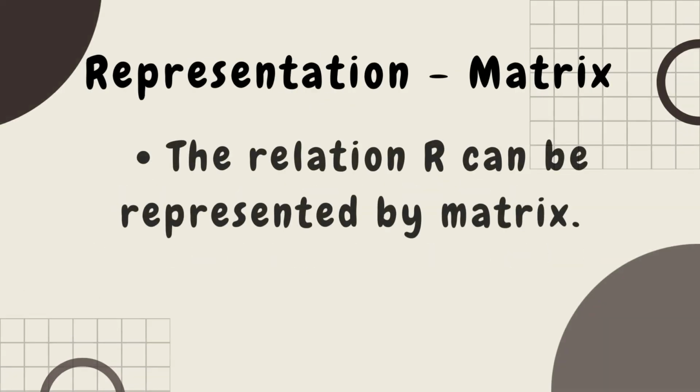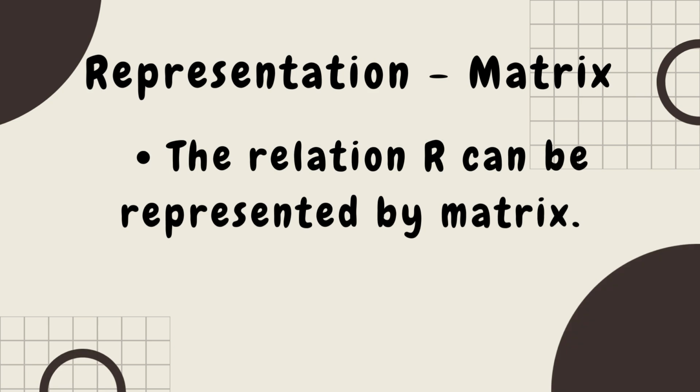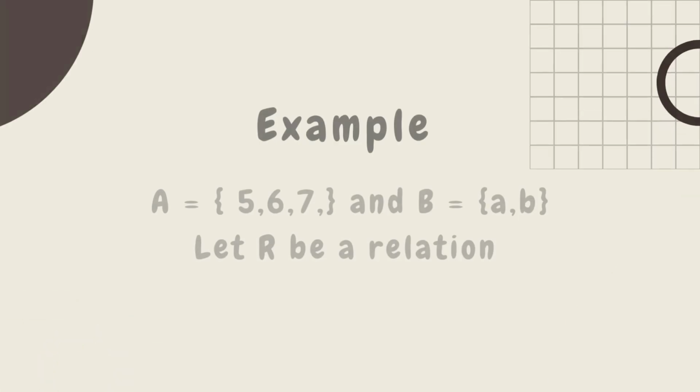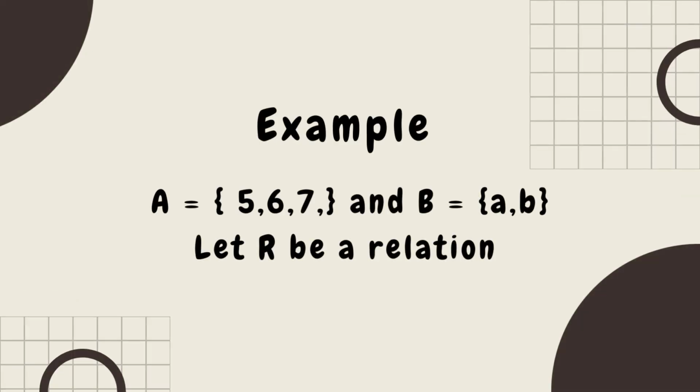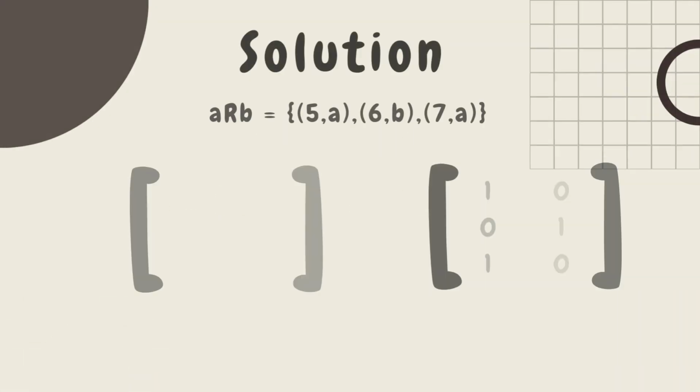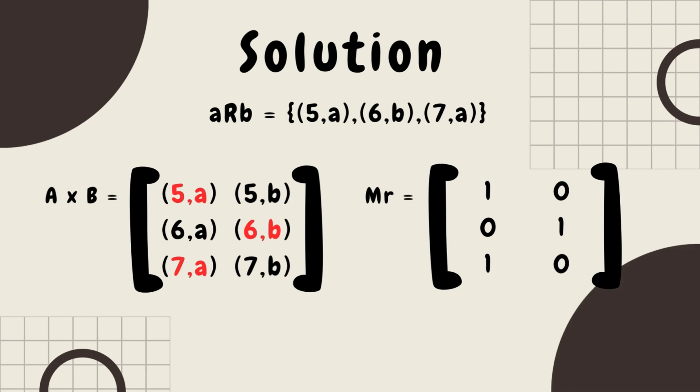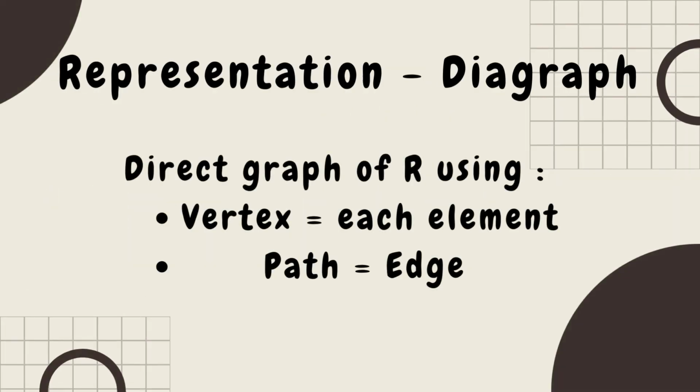The next one, matrix. The relation R can be represented by a matrix. For example, set A is {5, 6, 7} and B is {A, B}. Let R be a relation. The pair that exists in the relation above is represented by number 1, and the one that isn't is represented by number 0. And the next one, digraph.